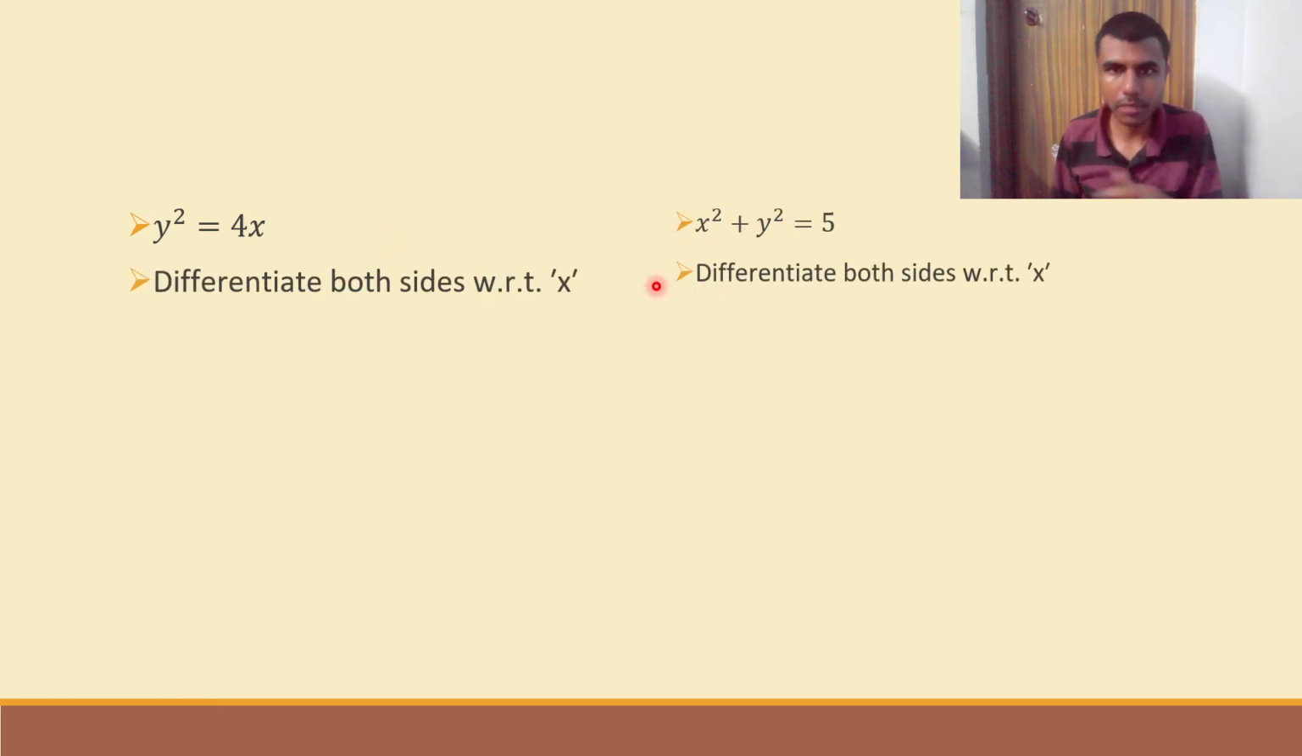Now differentiate both sides with respect to x for both of them. Listen to me carefully. The derivative of y square is 2y into dy by dx, because I am differentiating with respect to x, but my variable is y.